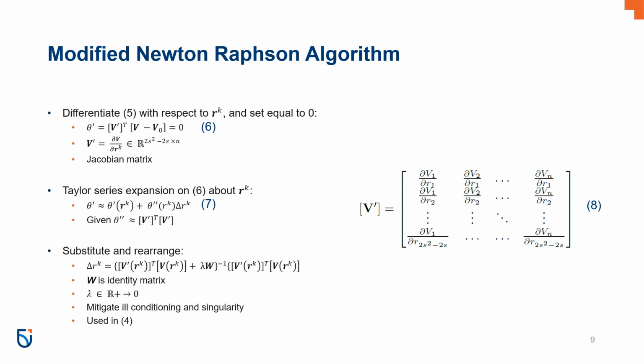And if we substitute and rearrange that equation, we can solve for the delta RK term, which can be represented as a function of the Jacobian matrix, the boundary voltages, and the identity matrix. The lambda and the identity matrix is there to mitigate the ill conditioning and singularity of the problem.